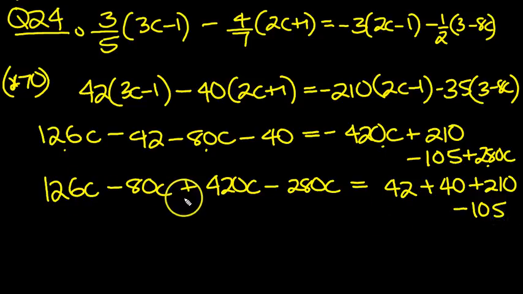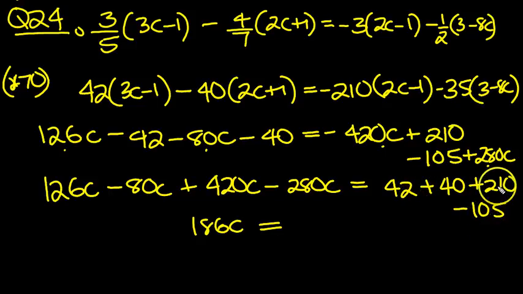So what have we got then? Not very nice, really. We've got 420. Well, minus 80 and minus 280 is minus 360. 420 take 360 is 60. And 60 plus 126 is 186c. Right, on this side, 210 take 105.